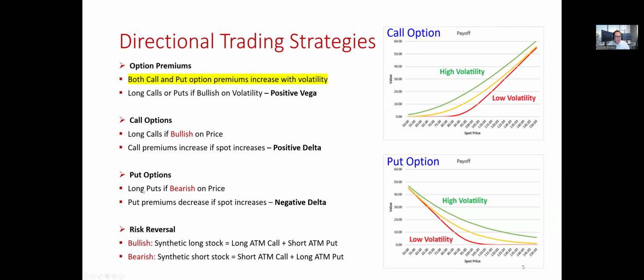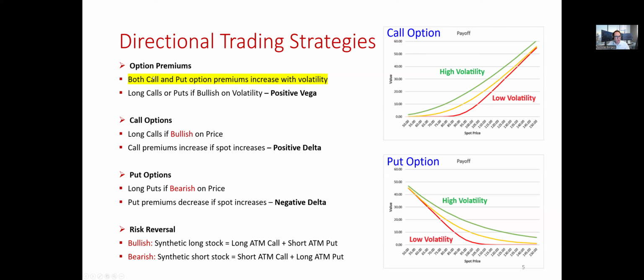Similarly, put options: you go long puts if you're bearish on the price, and put premiums decrease if the spot increases, which is negative delta. Obviously, if you increase the spot, your premium is going to decrease. But we're trading this because we're bearish on the price. We think the price is going to decrease, and therefore the premiums are going to increase. So it's negative delta because delta measures upward movements in stock prices, and therefore this is negative delta.